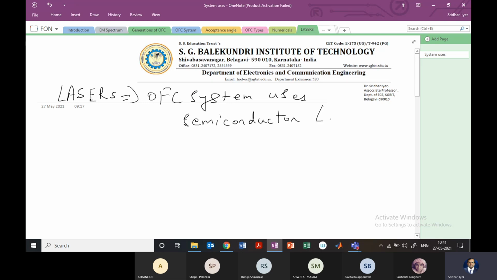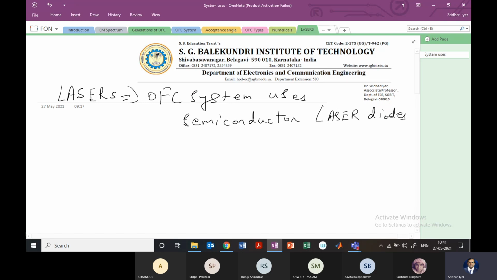The fiber system, the OFC system, uses semiconductor laser types, semiconductor laser diodes. So it's basically a diode only, which the OFC system is going to use.